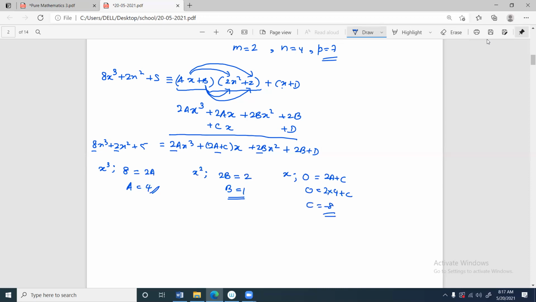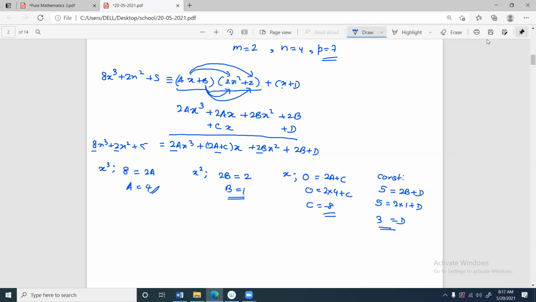Then we can get the constant terms. If you consider the constant term, it's 5. From here it's 2b plus d. Then we can say 5 equals 2 times 1 plus d. With this you get the answer d equals 3. That's the final answer for this. That's a way of using this expression to get the answers.